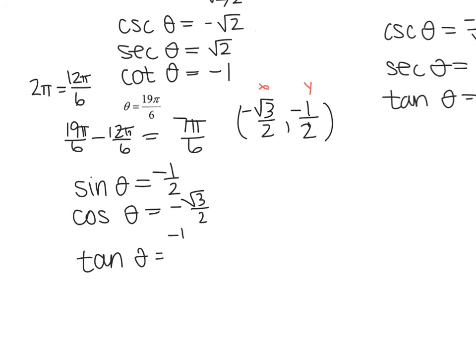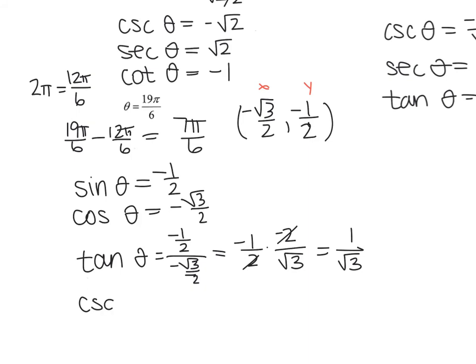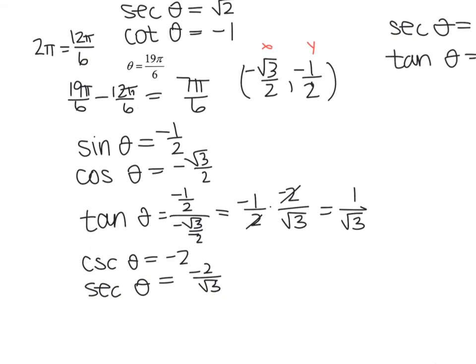Tangent of theta is negative 1/2 over negative square root 3 over 2, which if we rewrite as multiplication is negative 1/2 times negative 2 over square root 3, which becomes positive 1 over square root 3. So for our reciprocal functions, cosecant of theta is negative 2, secant of theta is negative 2 over square root 3, and cotangent of theta is square root 3.